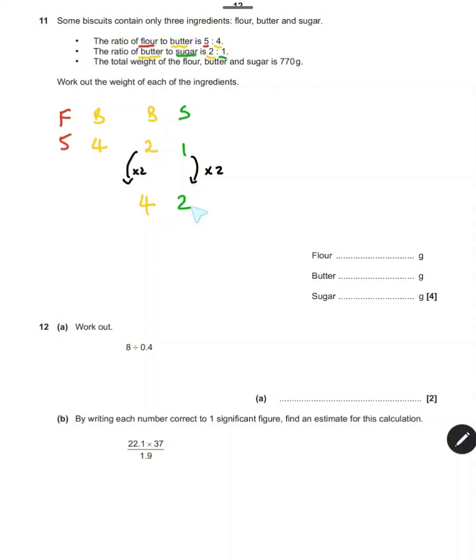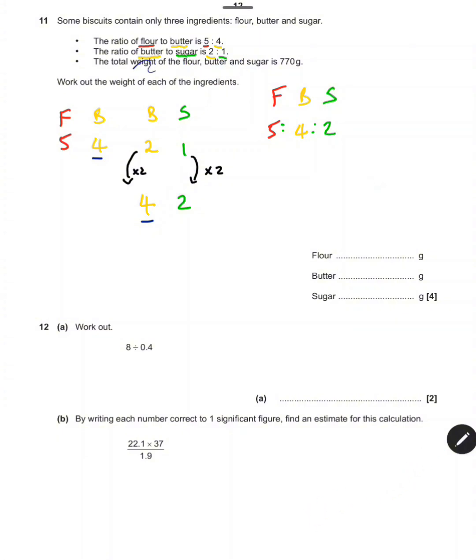1 times 2 is 2. And what you can hopefully see is now the butter part of these ratios is both 4. I've made those match. So that allows me to write a single ratio flour to butter to sugar. The flour will be 5. The butter is this matching 4. And the sugar is this 2. That is now a single 3-part ratio for flour, butter and sugar. I combine these together.